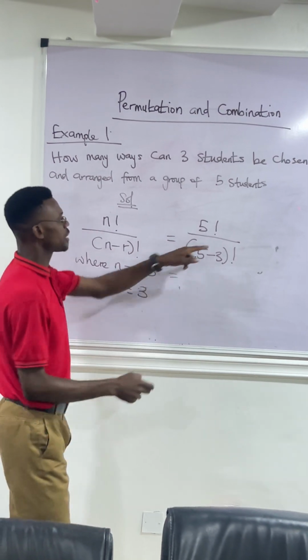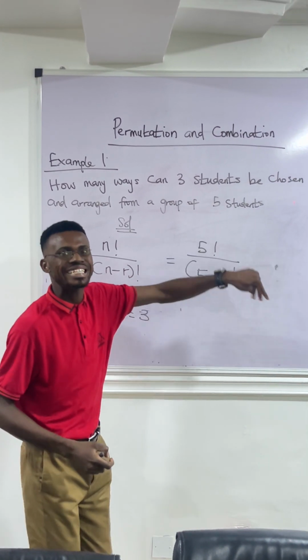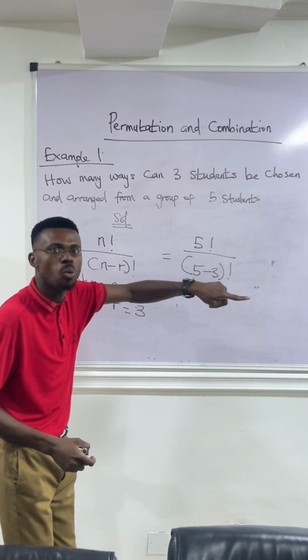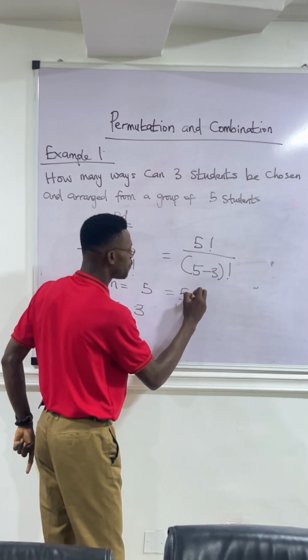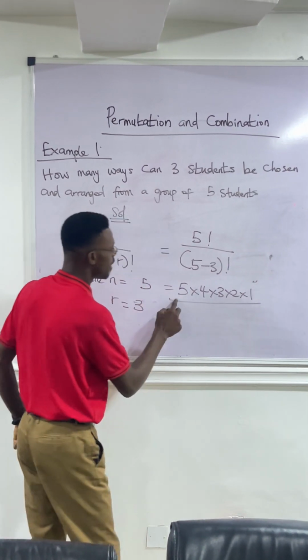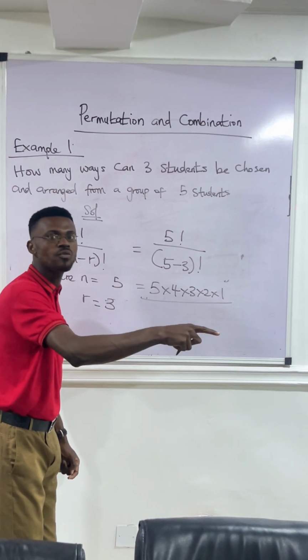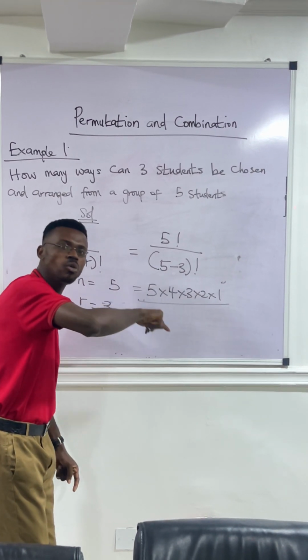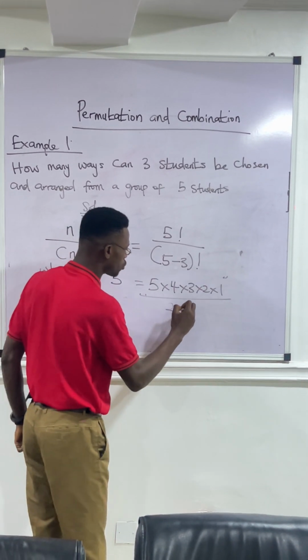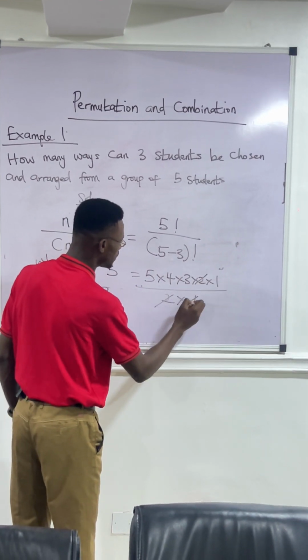Okay? Now I told you what factorial means. It simply means we keep multiplying the whole number by numbers less than that whole number till we get to 1. So 5 factorial is equivalent to 5 times 4 times 3 times 2 times 1. Now 5 minus 3 is 2 factorial. Now what is 2 factorial? Multiplying 2 by whole numbers less than 2 till you get to 1. So 2 times 1. Okay? Now what do you observe? This takes care of this.